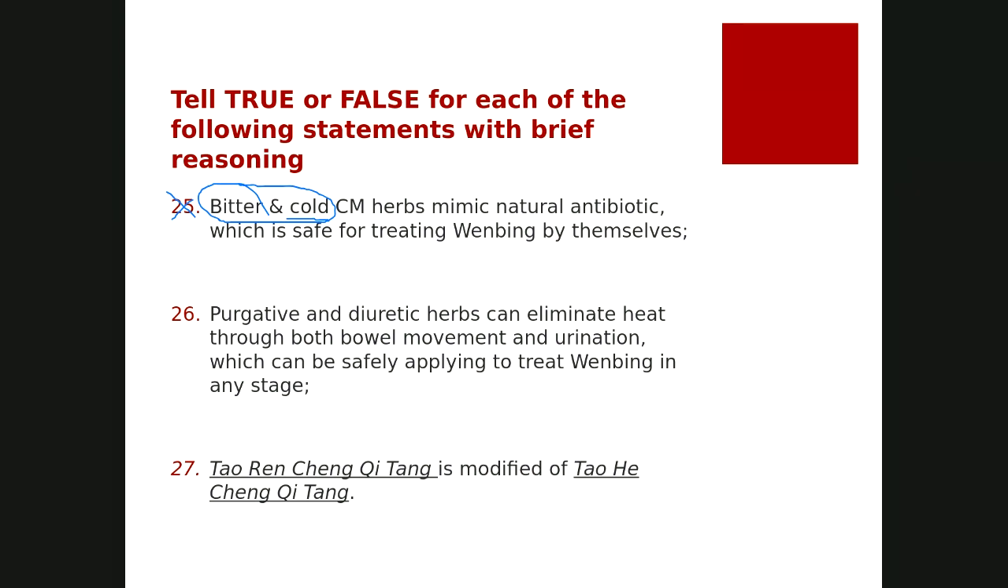Now, number 26. Purgative and diuretic herbs can eliminate the heat through both bowel movement and urination, which can be safely applied to treating warm disease in any stage or in every stage. So for spring warm, we cannot apply diuretic herbs in the early stage due to exuberant heat, which can result in further dehydration. Purgative herbs are only used when there is excessive heat in the yang fu organs. So this saying 'any stage' is a major thing that makes the whole statement improper. If they could be used, that would be possible.